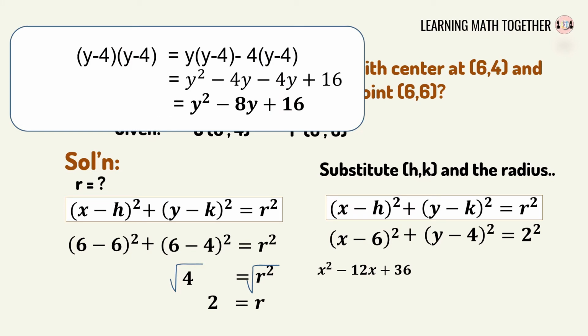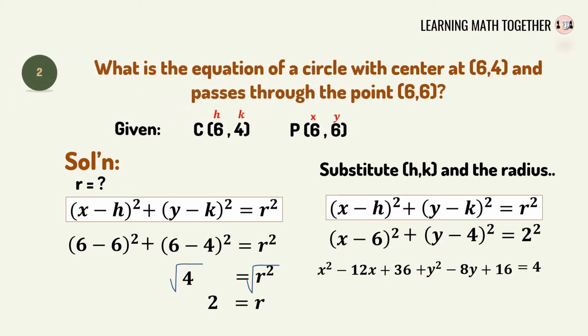Next, copy plus, and then square (y - 4). We have (y - 4) times (y - 4). Use the distribution method. We have the answer y² - 8y + 16. Then write it here. And then let us simplify 2², and that is equal to 4.